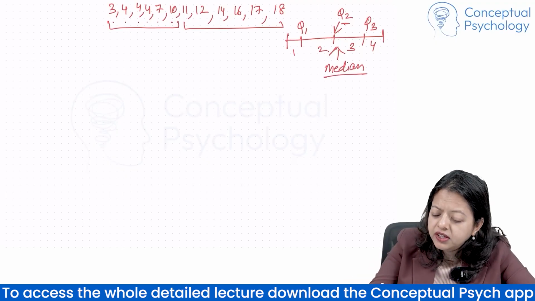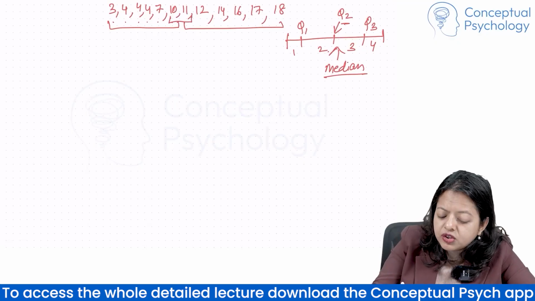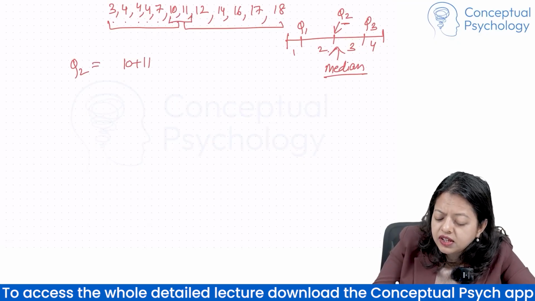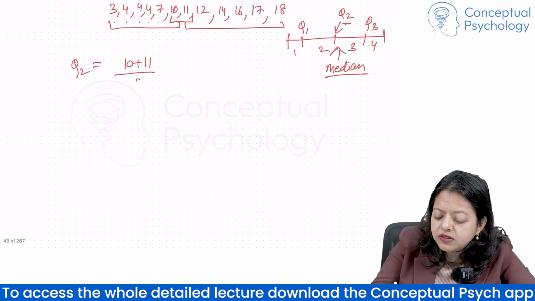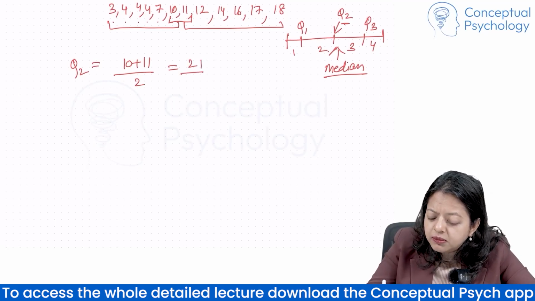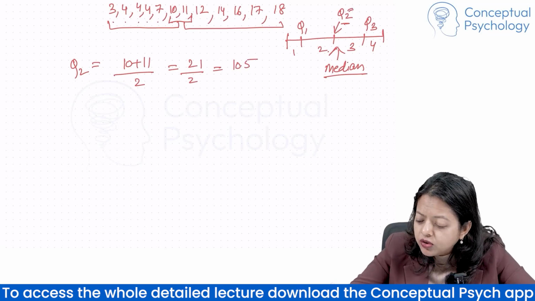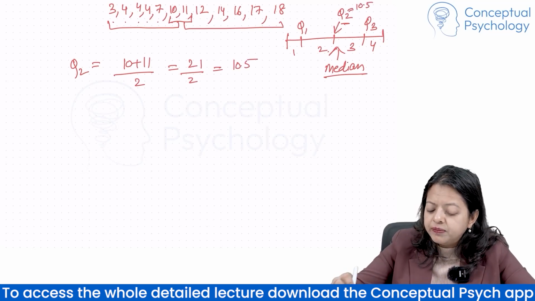How do we find out median? Because it is an even number of observations, we take the average. So Q2 is 10 plus 11, average of the middle two values divided by 2. So it is 21 by 2. So 10.5 is the Q2. So we have found out Q2 10.5.